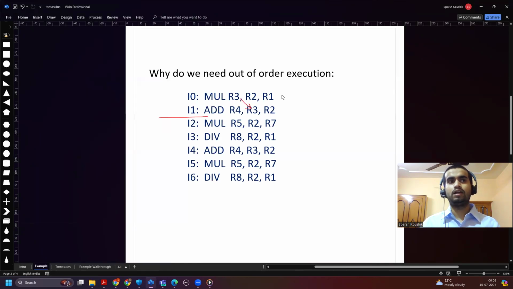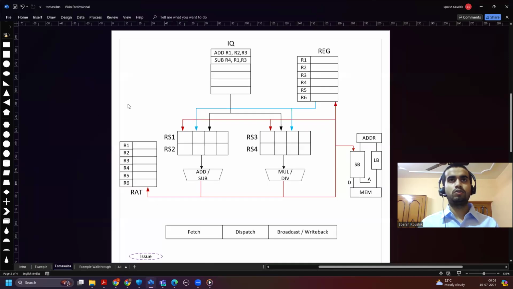On the other hand, if we had out-of-order execution, the instruction I0 could have been executed in parallel with the instructions I2 through I6. This parallel execution would result in better performance, and hence out-of-order execution is desirable. Let us now consider Tomasulo's algorithm for out-of-order execution. This block diagram represents Tomasulo's algorithm.